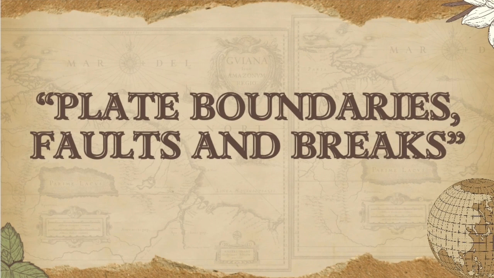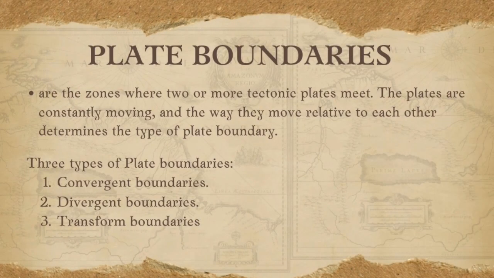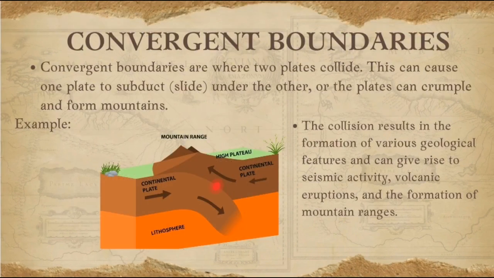Now, what is plate boundaries? Plate boundaries are the zones where two or more tectonic plates meet. The plates are constantly moving, and the way they move relative to each other determines the type of plate boundary. Now, there are three types of plate boundaries. First, convergent boundary. Second, divergent boundary. And third, transform boundary. Now let's proceed to the convergent boundary.